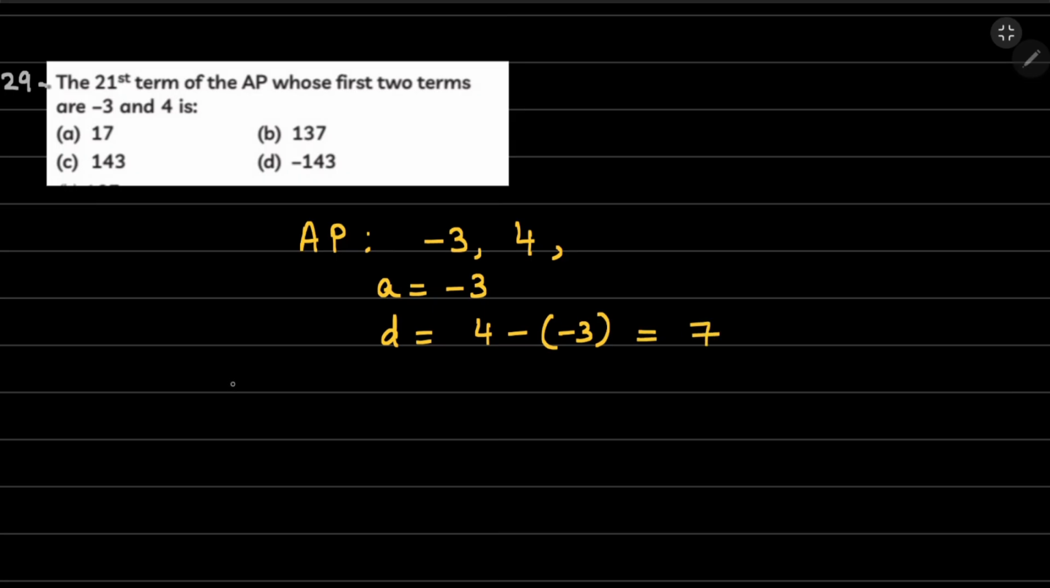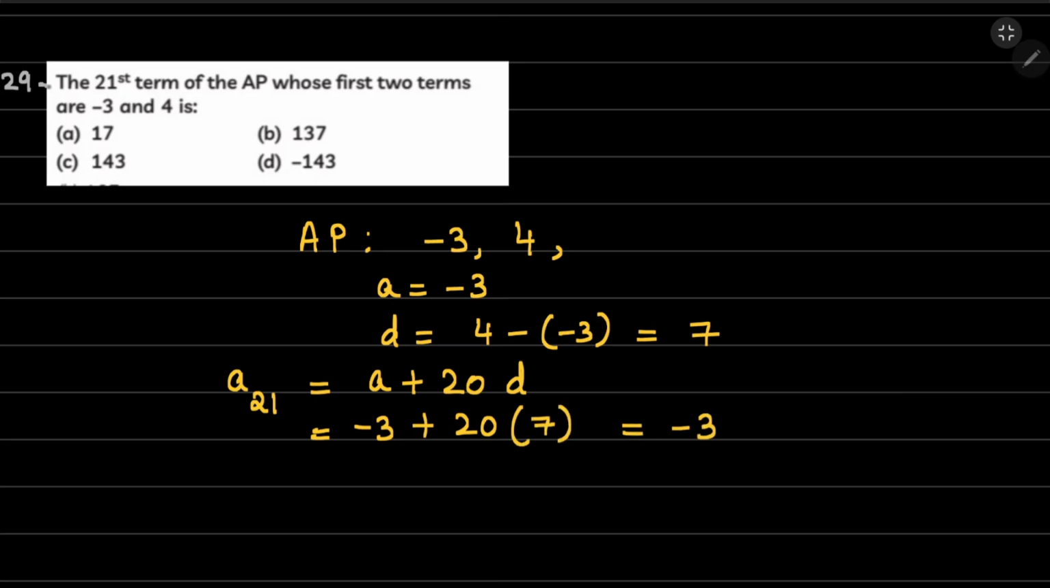You have to calculate what is the 21st term. So it is A plus 20D. A is minus 3 plus 20 into D is 7. This is nothing but minus 3 plus 2 7s are 14, 140. 140 minus 3 is 137. So the correct answer is 137, which is option number B. That's the right answer.